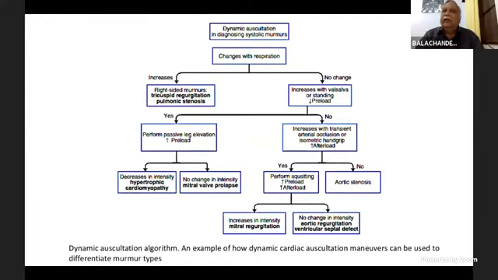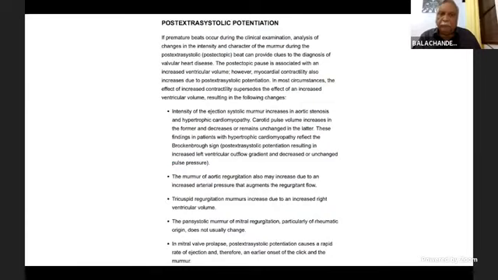In addition, if it decreases in intensity, it is hypertrophic cardiomyopathy. If there is no change in intensity, it is mitral valve prolapse. Remember again, as I told you, the murmur does not change in intensity in mitral valve prolapse. Otherwise, you perform squatting, which increases preload and increases afterload, and you can diagnose the murmur. If it increases in intensity, it's MR. If there is no change in intensity, it is AR and MR. So this is the algorithm to some extent in diagnosing systolic murmurs.